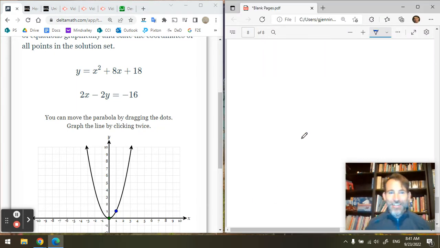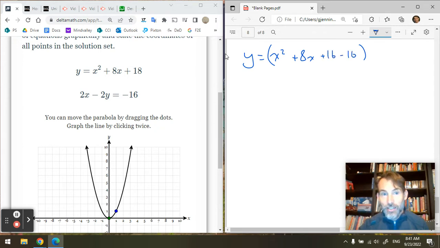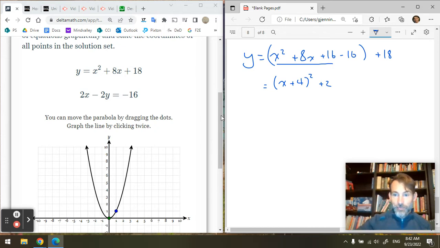Let's just say that. So if I have y equals x squared plus 8x, let's put this all in brackets, and we're going to take half of that, which is 4, and square it. So plus 16 minus 16, and then have plus 18 there. Then we're going to see that the vertex is at 2, and the x value is -4. So it's going to be x plus 4, squared. That's this part. Minus 16 plus 18 is plus 2. Okay, so we complete the square.